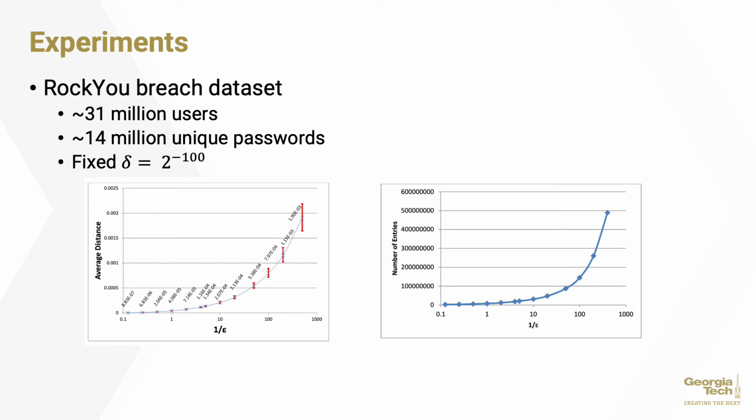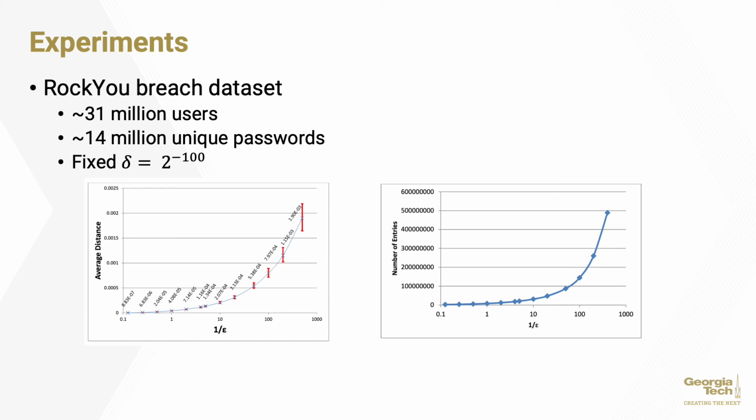They tested this with multiple values of epsilon, such as 8, 4, 2, 1, 0.5, and so on, all the way down to 0.002. Remember, the smaller the epsilon, the more privacy-preserving the outcome is.